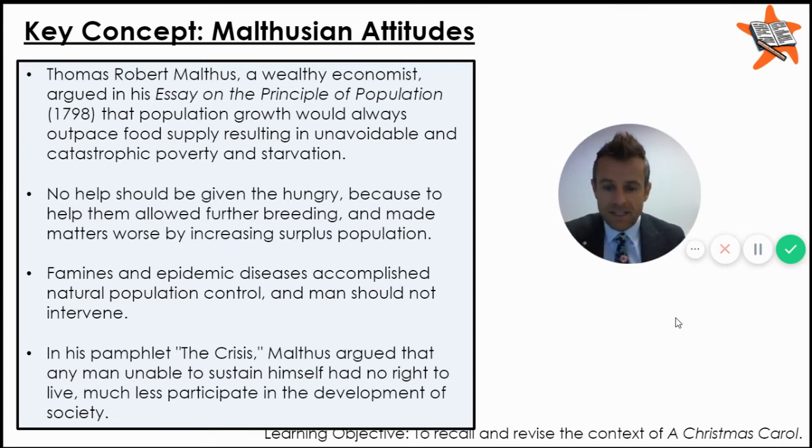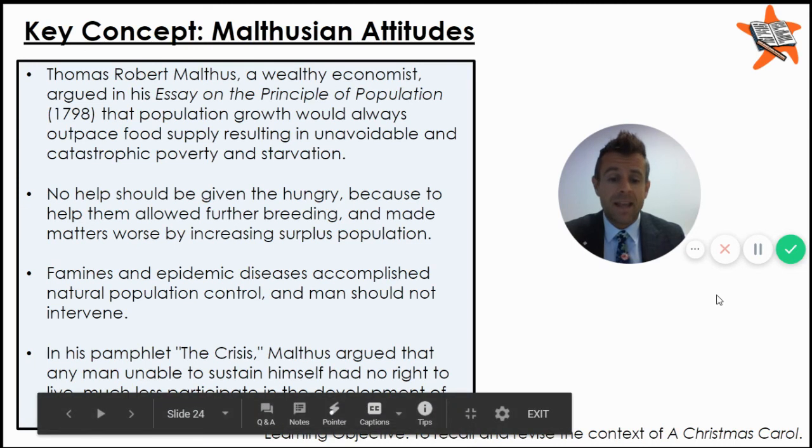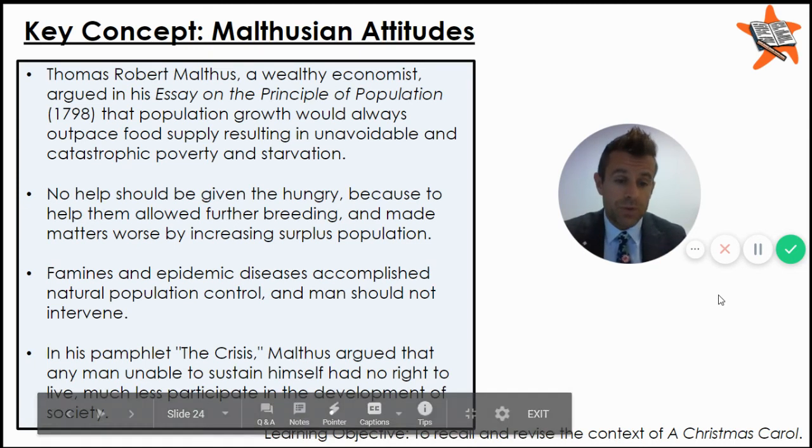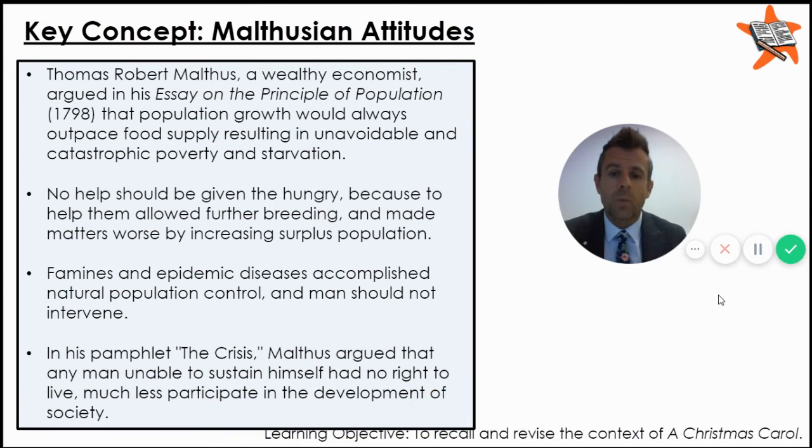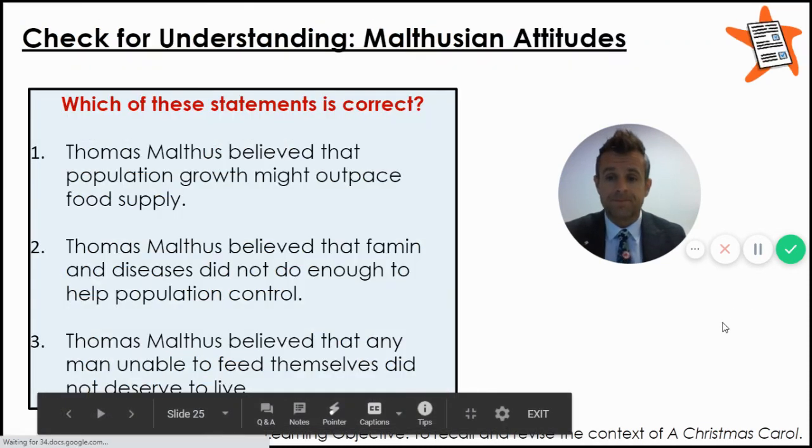Okay, so he felt that the number of people living in the world would always outpace the amount of food that could be provided. No help should be given to the hungry, because to help them allowed further breeding and made matters worse by increasing surplus population, a phrase I know you guys will be familiar with. Famines and epidemic diseases accomplished natural population control, and man should not intervene. In his pamphlet, The Crisis, Malthus argued that any man unable to sustain himself had no right to live, much less participate in the development of society. Okay, so absolutely brutal kind of viewpoint that was very popular, not just with Thomas Malthus, but with the Victorian capitalist class at the time Dickens was writing.